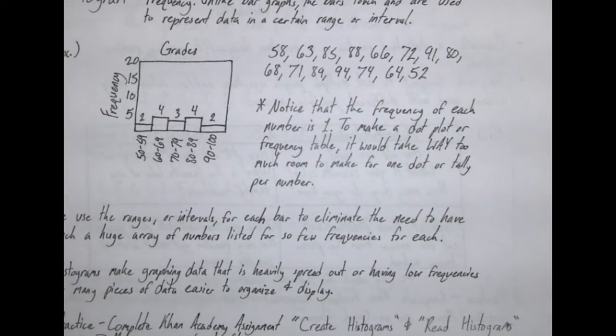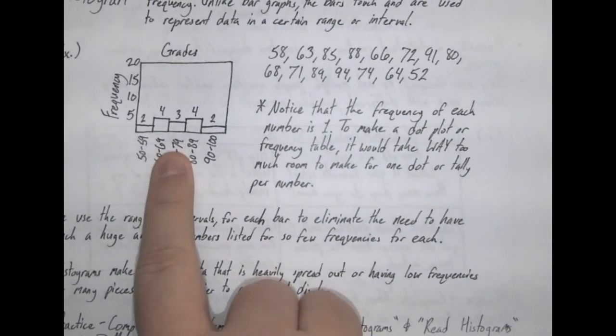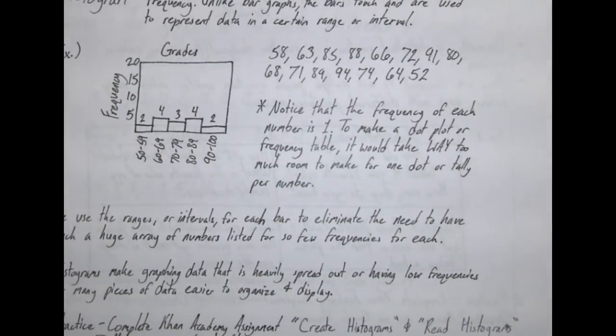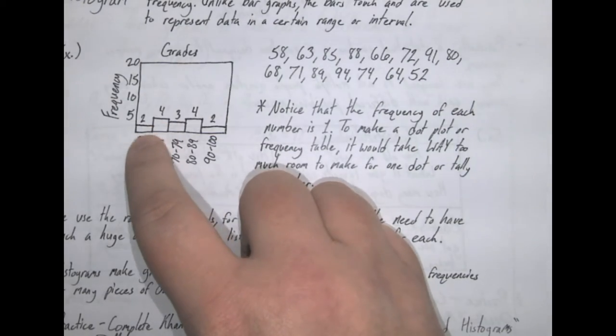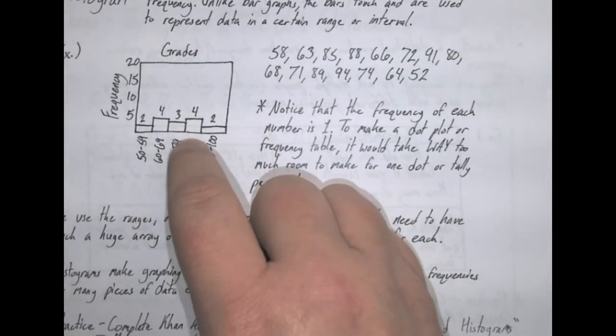Your smallest number is 52, and your highest is 94. So for that range, a dot plot or frequency table would just be so spread out. So we have histograms here to make life easier. Now, when you look at the histogram over here, this is what we're talking about. It's the bar graph where the bars touch, and they are representing intervals or ranges.